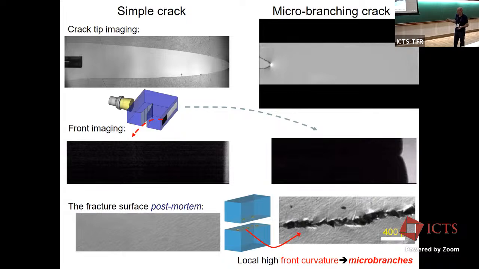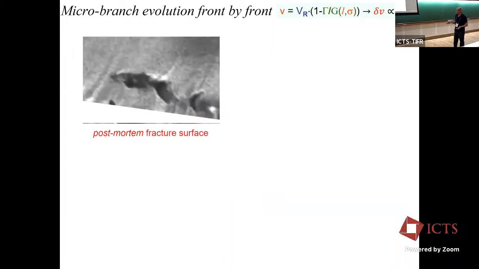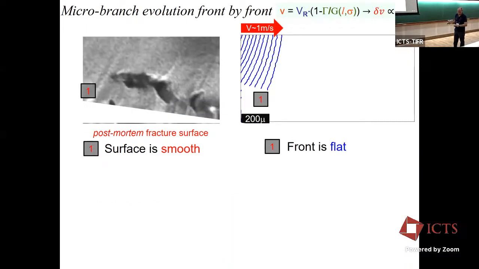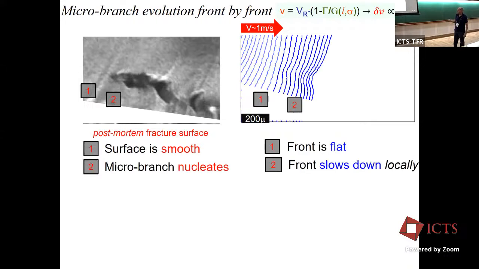Okay, so we have now, let me do this really fast because I have like 5 minutes or so. Okay, these lines are crack fronts at different points of time. As they pass here, this is before they meet this microbranch. Okay, this is the crack surface. These are experiments. It's not an artist's conception.